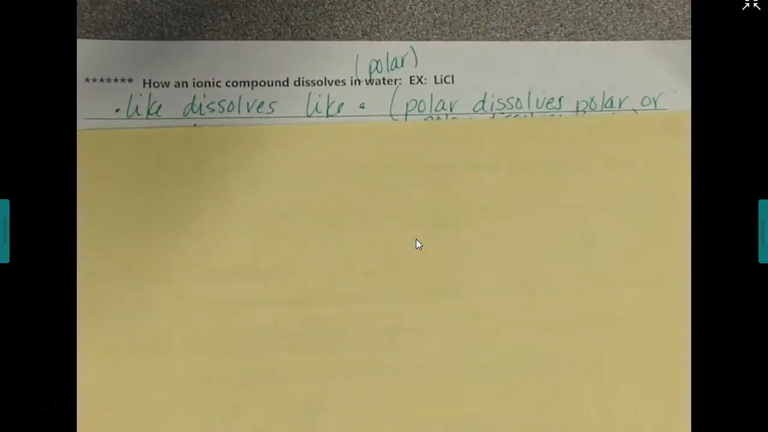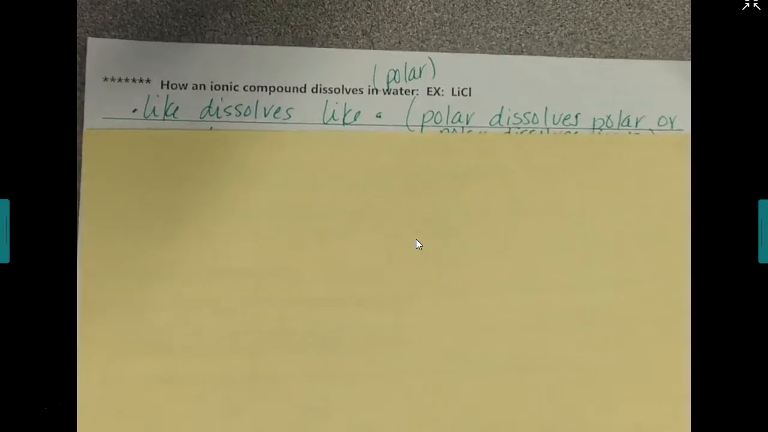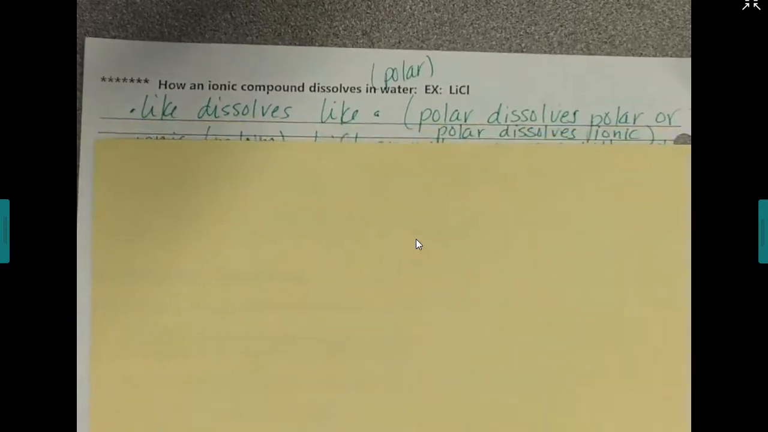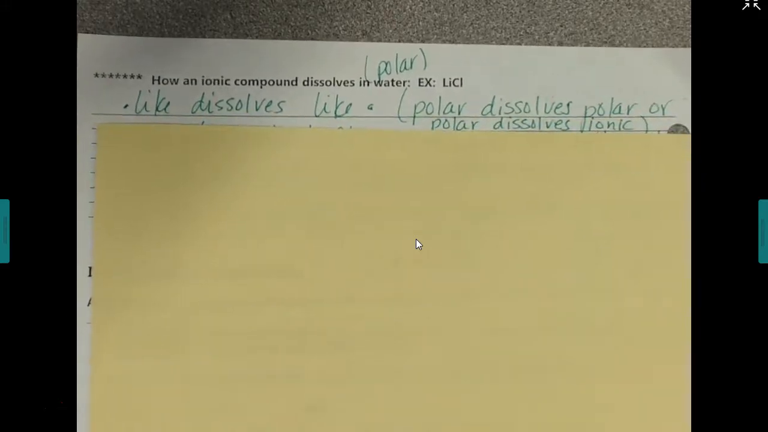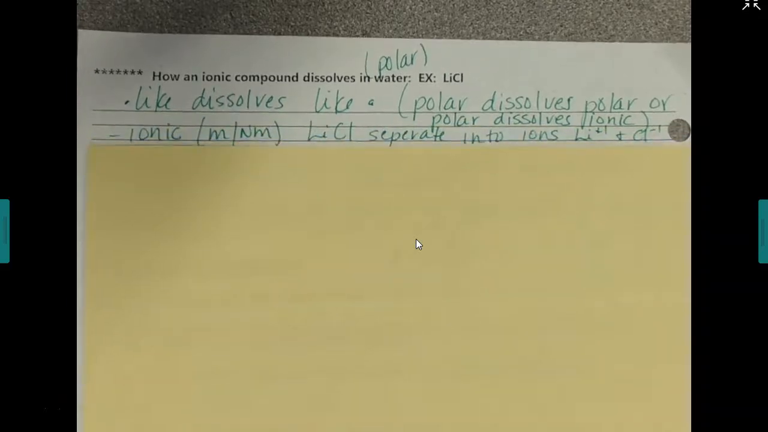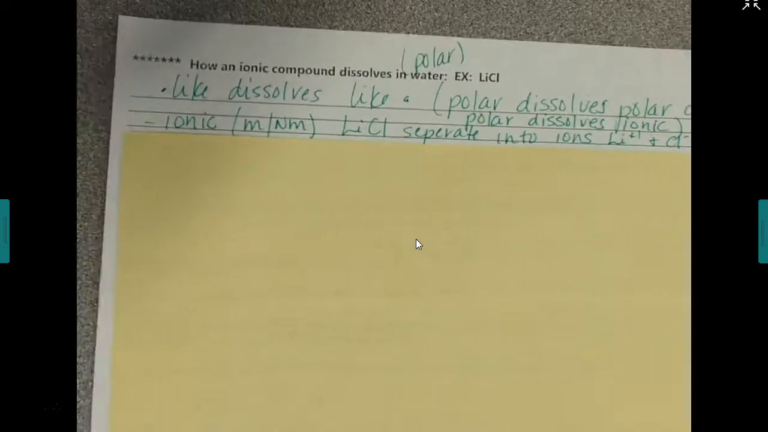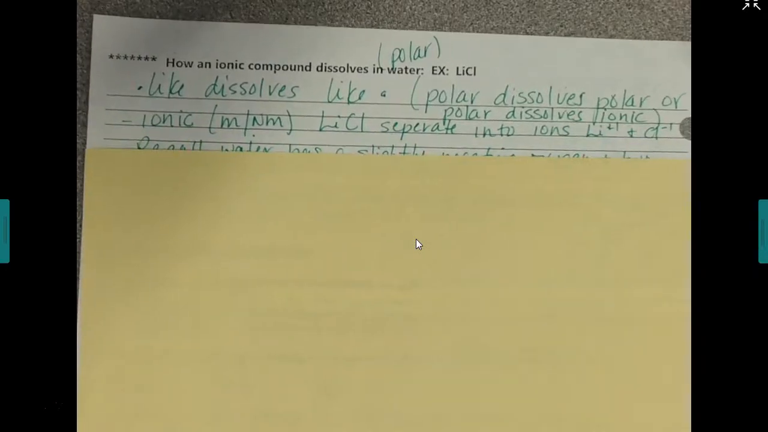Remember, like dissolves like. So polar dissolves polar or polar dissolves ionic, because these have charges. An ionic compound, remember, is a metal and a non-metal. Let's use lithium chloride as an example. Lithium chloride will separate into the ions lithium +1 and chlorine -1 when put into water. We call it dissociation.